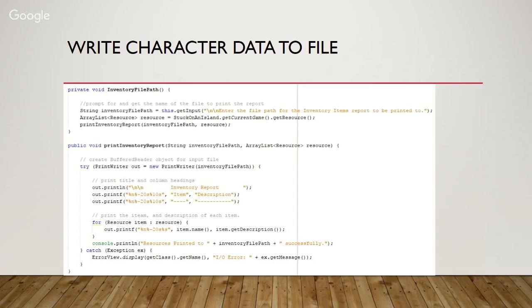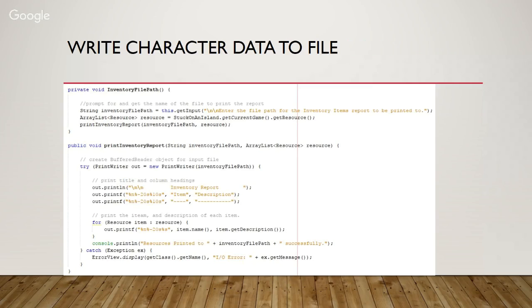Now, what we'll do is we'll go ahead and look at an example of how we write character data to a file here. So we have a switch statement up above where we are printing an inventory report, and what it's going to do is we're going to use our get input, setting a string inventory file path to enter. So the user is prompted to enter the file path for the inventory item report to be printed to.